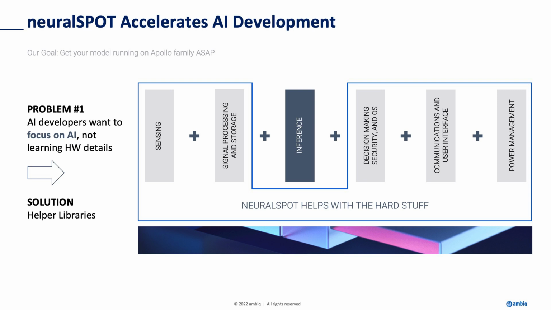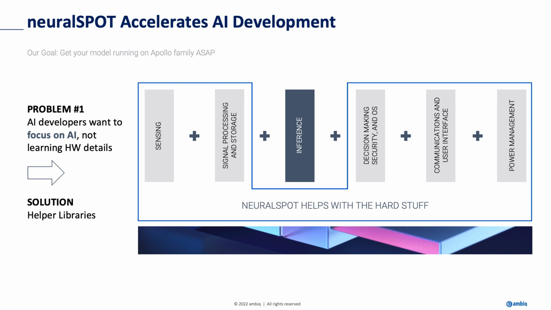AI is that middle part there, the inference. You have to sense data. You're usually acting on sensed data, and you have to process that. So you extract features, you may compute a spectrogram. You run the inference, and then you have to do a bunch of stuff with it.